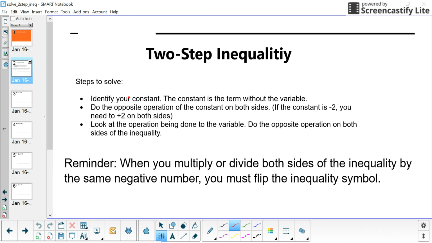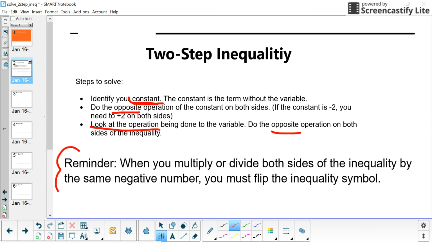So I'm going to start with that. Identify your constant. Remember, the constant is a number that stands alone. Then you want to do whatever the opposite is of that on both sides of the inequality. And then you want to look at the operation being done to the variable and then do the opposite.